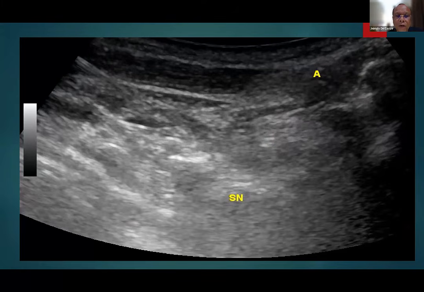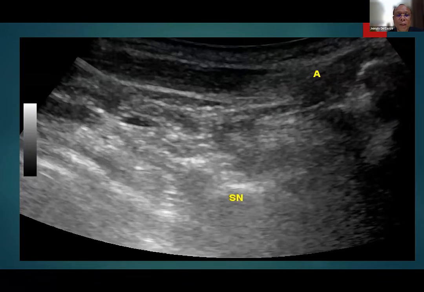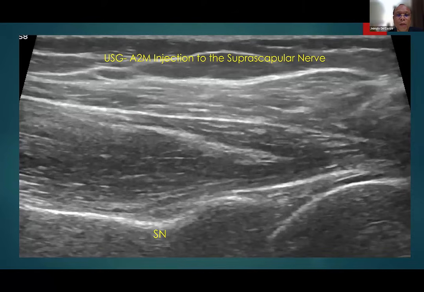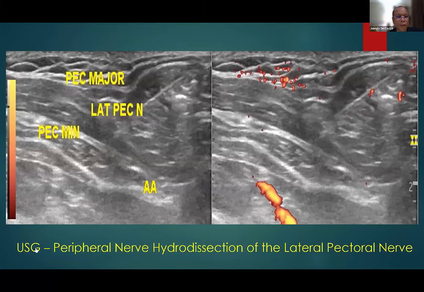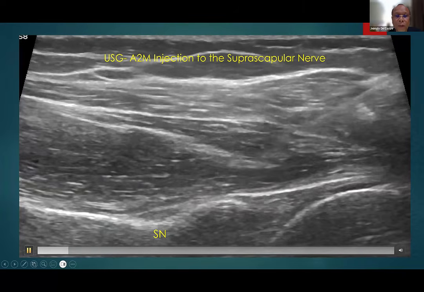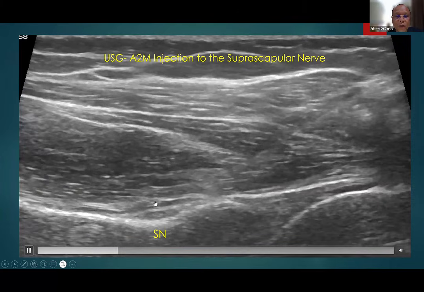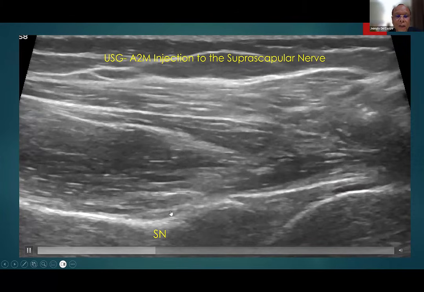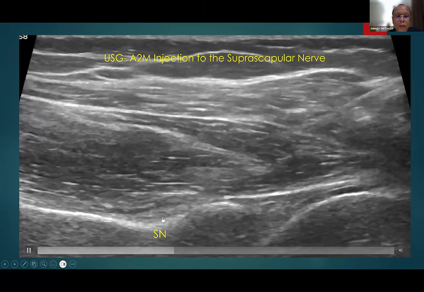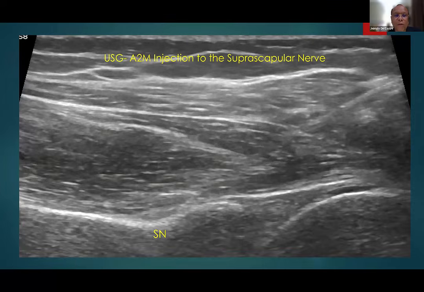And then we also see results in this particular patient. Here is the suprascapular nerve injection using ATM. So let me see if this runs. Okay, so it goes all the way to the spinoglenoid notch, okay, with the transverse ligament above it, and then this is the nerve below. So we injected the ATM on that site for suprascapular nerve hydrodissection.